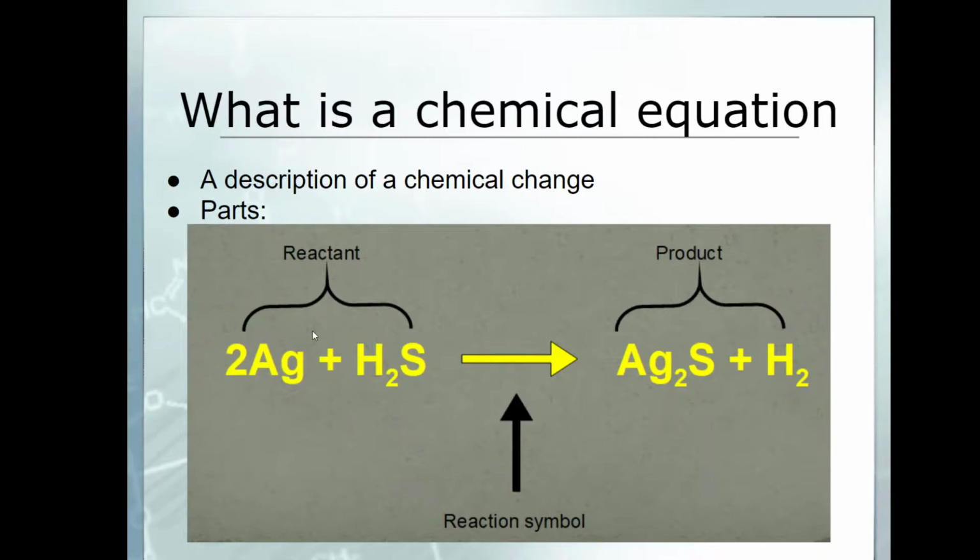Everything on the left side of the equation is what's called a reactant. It's what your starting material is. Everything on the right side after the arrow is a product. It's what is made by the reaction. And then the arrow in the middle is just called the reaction symbol, and all it does is tell you which direction this reaction is going.